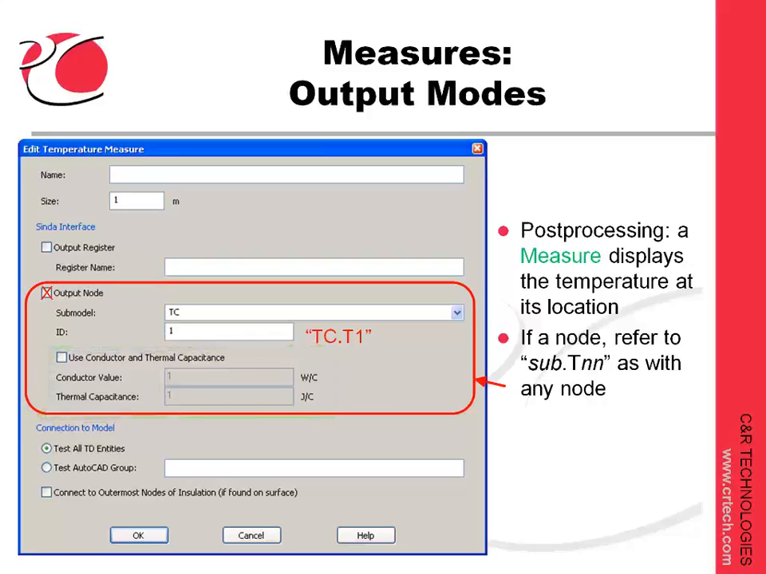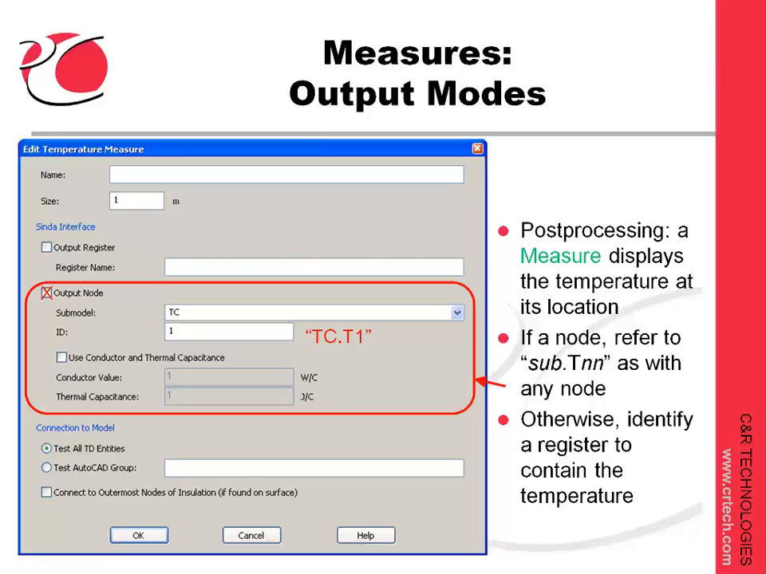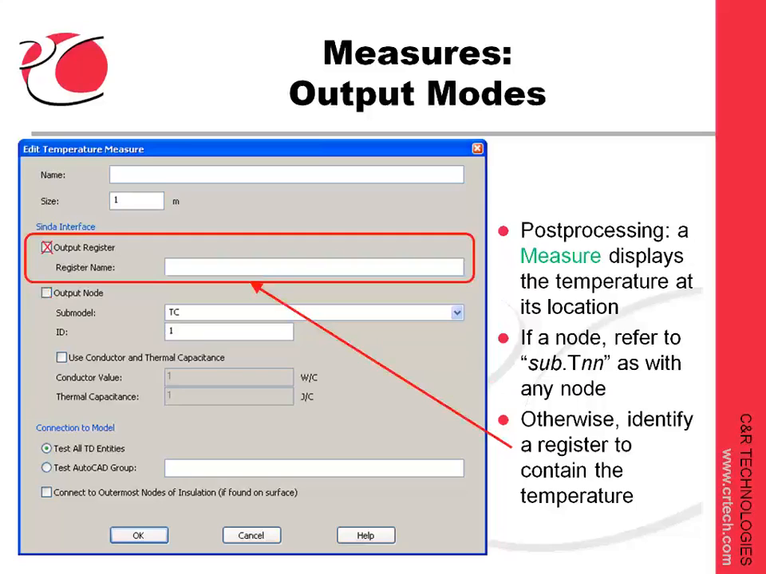If you don't want a node to be created, you can instead name a register to contain the resulting temperature, which will be updated during the run. This choice is made in this region of the form. You can also see the search and tolerance options at the bottom of this form, which I discussed in the last slide.